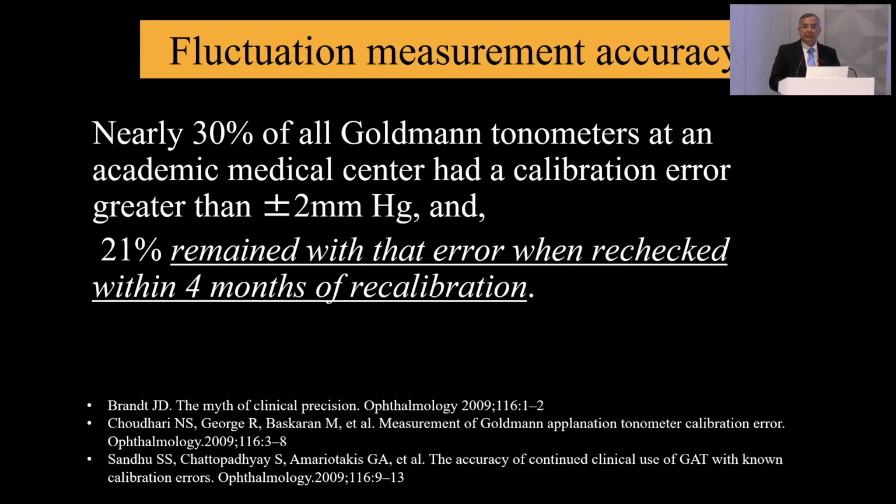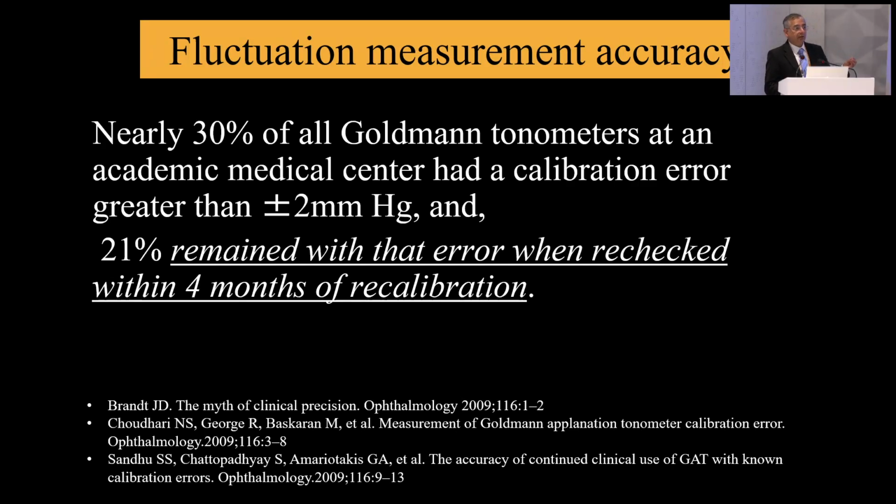What about accuracy? Nearly 30% of all Goldmann tonometers at an academic medical center had a calibration error of more than plus or minus 2 millimeters of mercury. And 1/5 of them remained with that error even after rechecking after 4 months of calibration. So how are we really going to measure fluctuation when our instruments themselves have so much error rate?